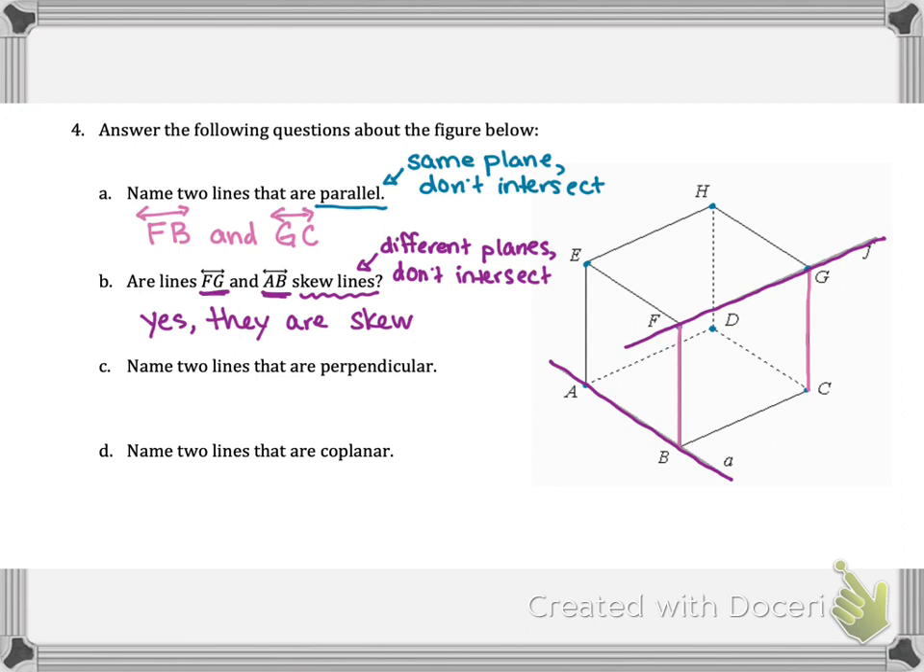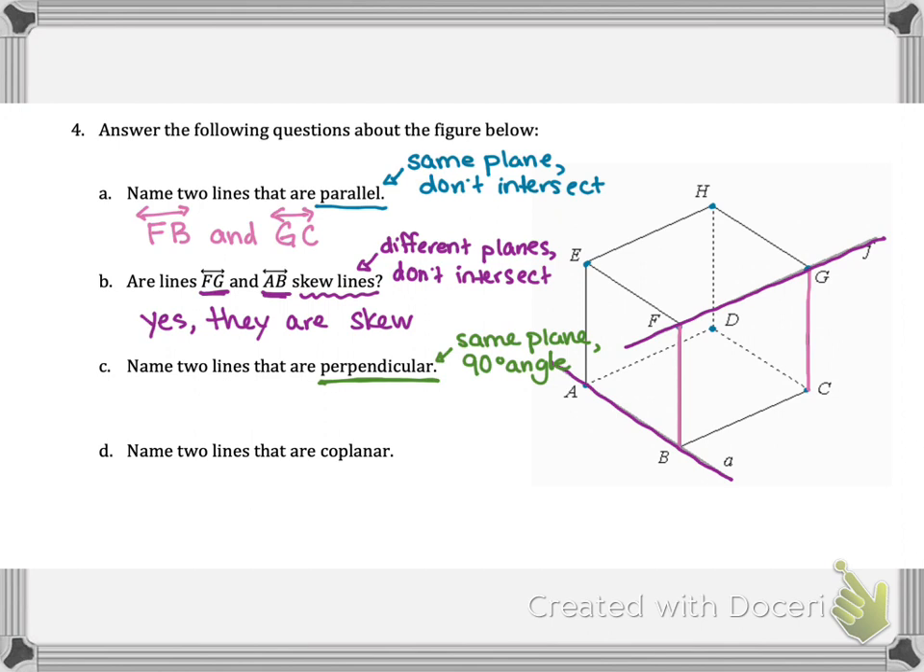Okay? So we have two more questions to go, and then we're finished up. So let's do green for the next question. It says, name two lines that are perpendicular. Okay? So perpendicular are, again, same plane, but this time they're at a 90-degree angle when they intersect. So because this is a box, I'm going to take a look at the top, right?